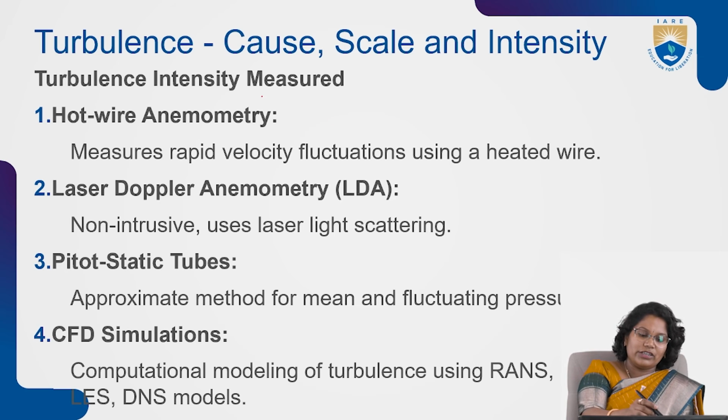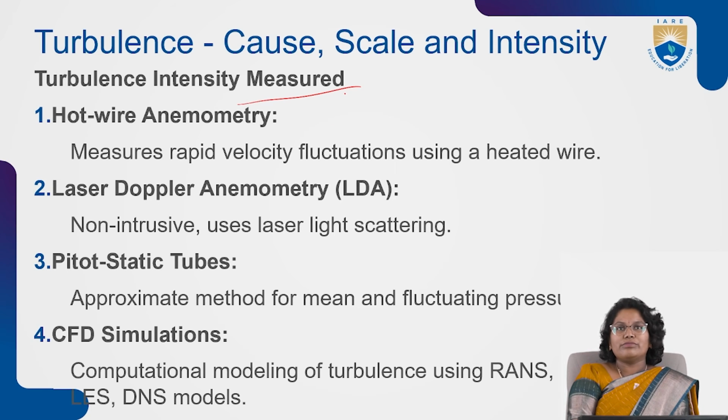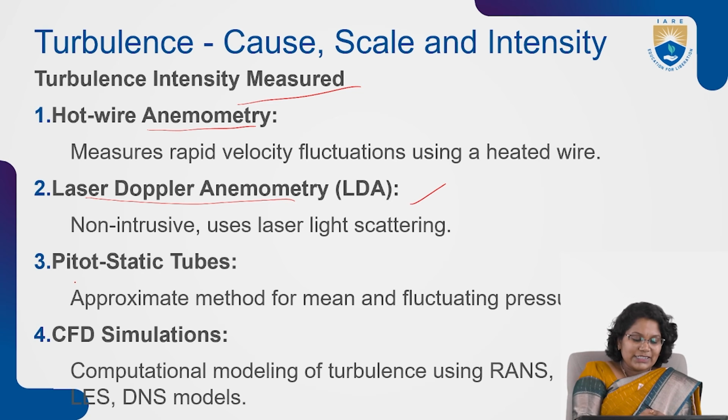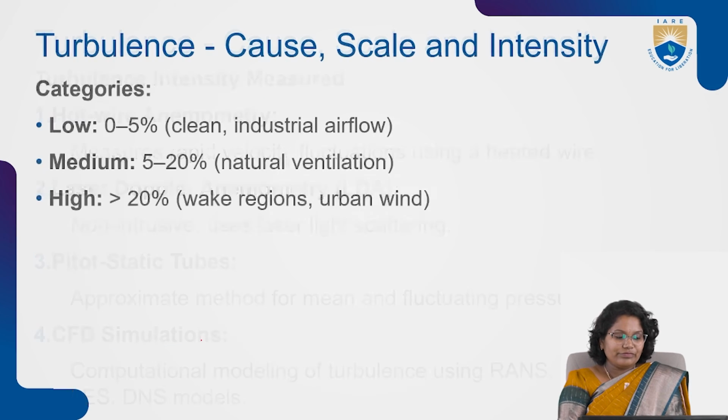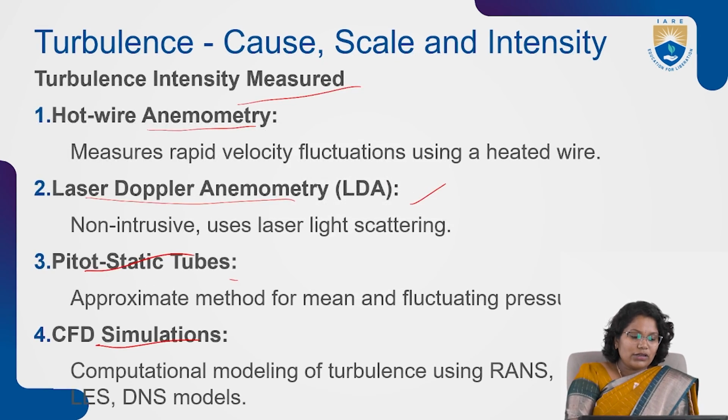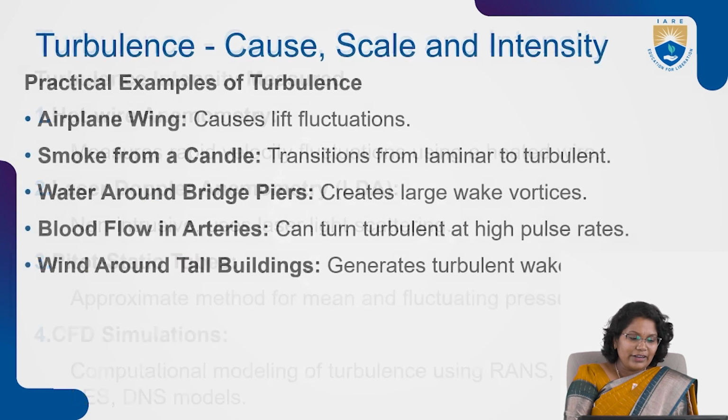Intensity of the turbulence. How are we measuring it here? So intensity of turbulence is measured by hot wire anemometer, laser Doppler anemometer, LDA, and pitot static tubes, CFD simulations. By these four methods, we can measure the turbulence intensity, right?